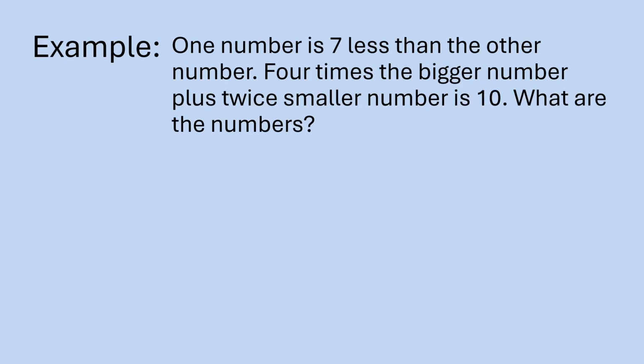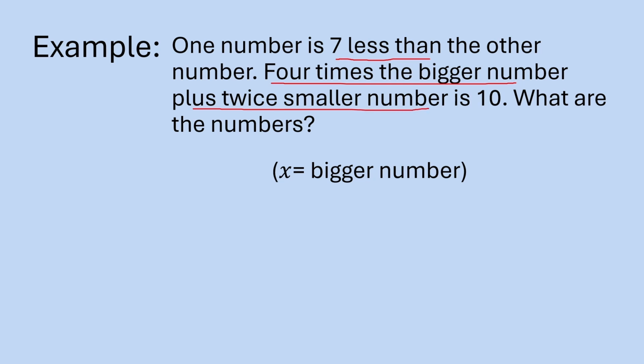Next example. One number is 7 less than the other number. 4 times the bigger number plus twice the smaller number is 10. What are the numbers? Here suppose x is the bigger number. So we need to put in the equation 4 times the bigger number, so 4x, plus twice the smaller number. The smaller number is x minus 7 because we know the difference is 7 here. So x minus 7 shows the smaller number. So 2 times the smaller number, and the total is 10.